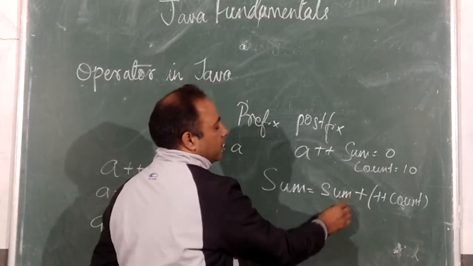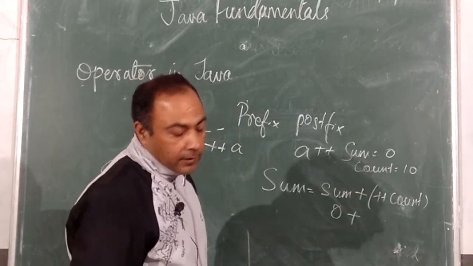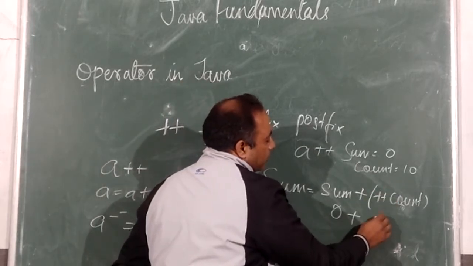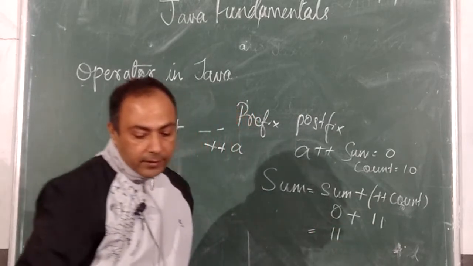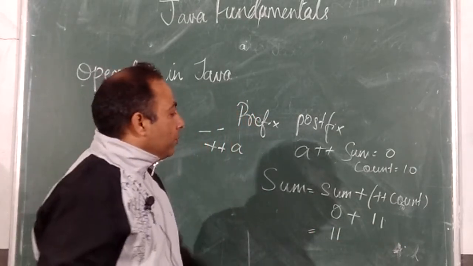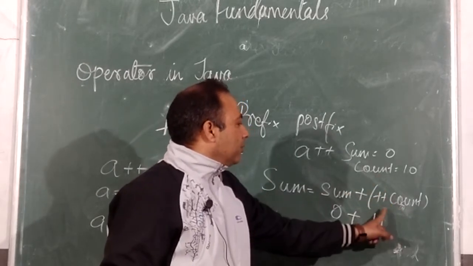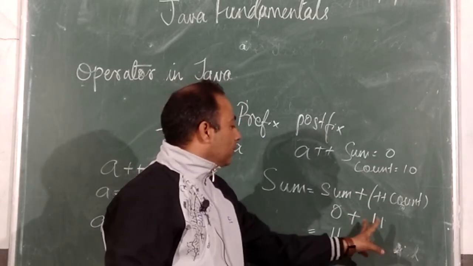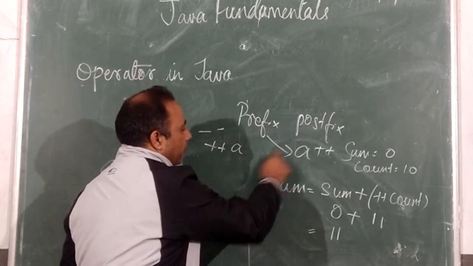So here sum is 0 plus, and when I use the plus plus operator before count, the value will change. So this will be 11: 0 plus 11, the answer will be 11. That means change before action. It is supposed to be 10, but in the prefix notation it will come as 11, because 10 plus 1. This is the prefix notation.